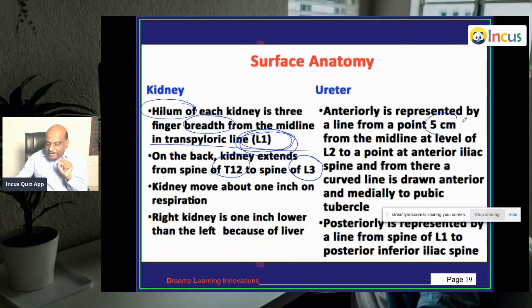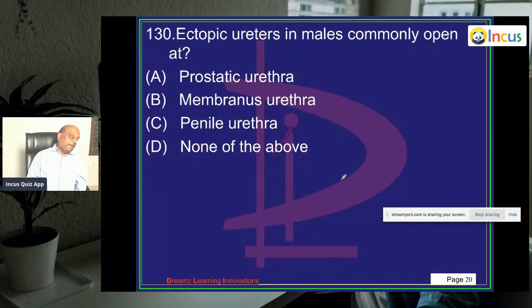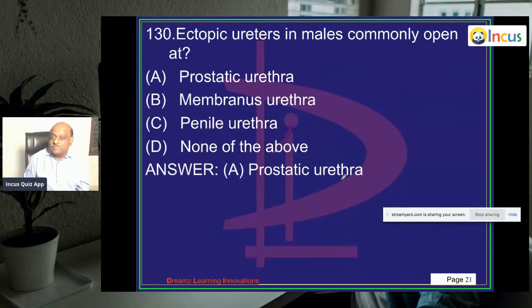Whereas if you look at the ureter, take a point 5 centimeters from the midline at the level of L2 to a point at the anterior iliac spine. That is how the ureter courses, is what you need to remember. Now, ectopic ureter in male, where does it open into? It opens into the prostatic urethra, most commonly.